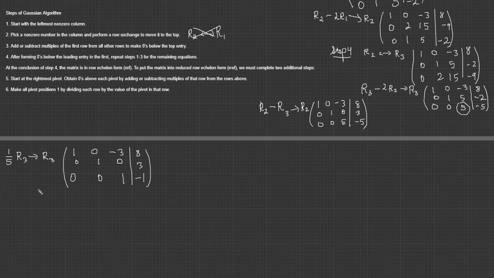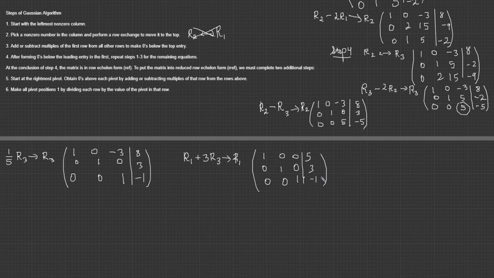Now, doing this step had the advantage of zeroing out this -3 a lot easier. Because now you can see our next step would be we could just add 3 times row 3 to row 1 and put that back into row 1. Which would ultimately leave us with 1, 0, 0, 5, 0, 1, 0, 3, and 0, 0, 1, -1.